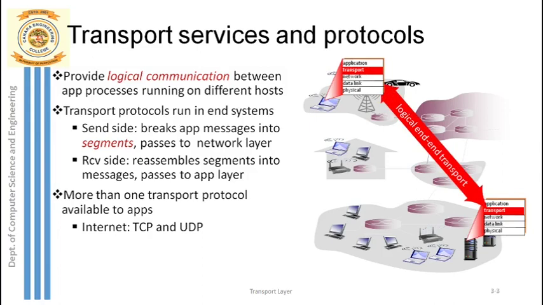After that, various services provided by these protocols, and also let's discuss the comparison between the transport layer and the network layer, and various operations performed at the transport layer. So all these concepts we will be covering here. Okay, so let's begin with the basics of transport layer.